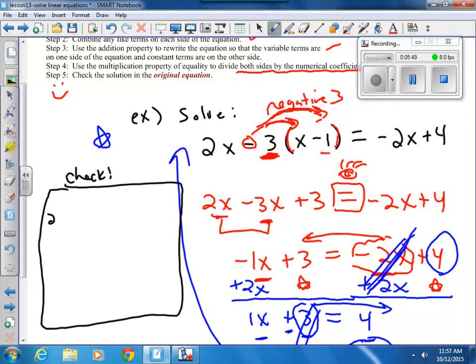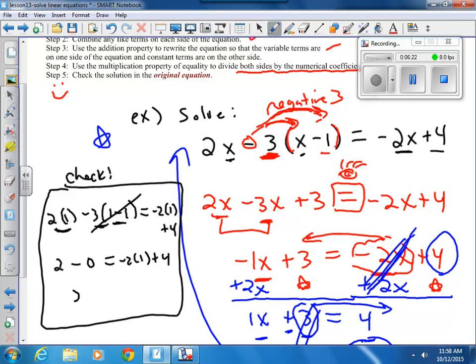So we got x equals 1, so is it true that 2 times 1 minus 3 times 1 minus 1 equals, so notice that everywhere I see an x I'm storing a 1, equals negative 2 times 1 plus 4? So I kind of ran out of space there, but well, 1 minus 1 is 0, and 0 times anything is 0, so that whole thing's going to 0 out. 2 times 1 is 2. So I'll have 2 minus 0 equals negative 2 times 1 plus 4. Well, 2 equals, here you have a negative 2 plus 4.